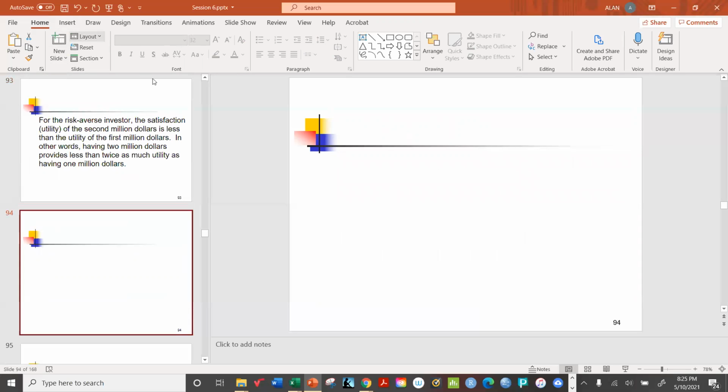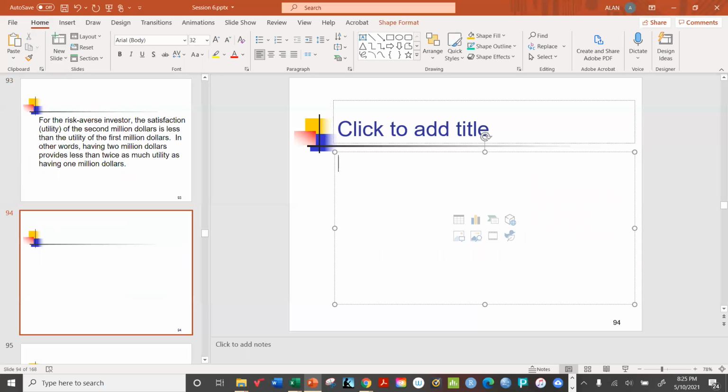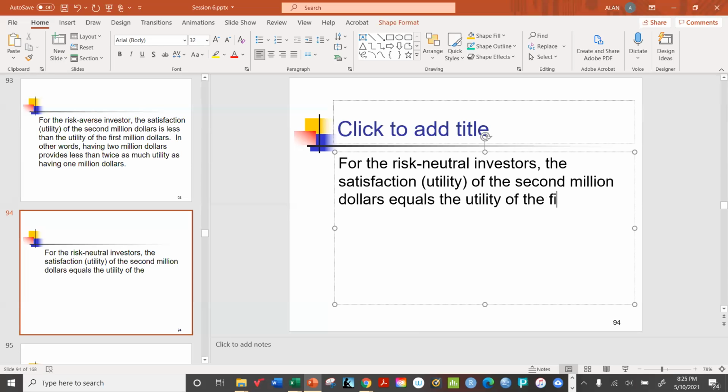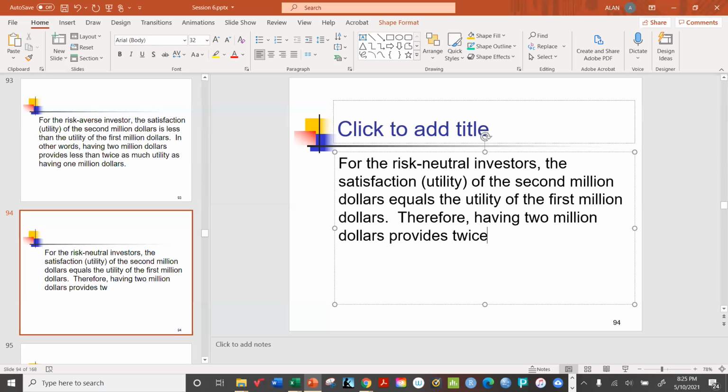Now, if you're risk neutral, the satisfaction or utility of the $2 million, right? All right, let's put it this way: of the second $1 million equals the satisfaction or utility of the first $1 million. Therefore, having $2 million provides twice as much utility as having $1 million. All right.